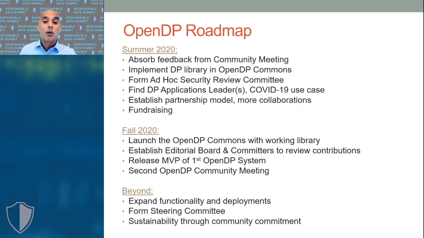Come fall, we plan to launch the OpenDP Commons with a working code base for the core library of differentially private algorithms and establish the editorial board and code committers to review contributions. We also plan to have a minimal viable product of a deployable DP system coming out of the collaboration with Microsoft. And along with all of these launches, we plan to have a second OpenDP community meeting, which I hope many of you will attend. Looking beyond, we hope for continual growth in the functionality and applications of the software through community contributions, increased community governance through a steering committee, and sustainability for OpenDP through a community commitment to the project.